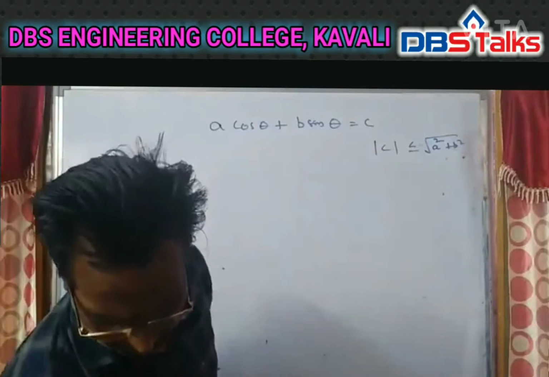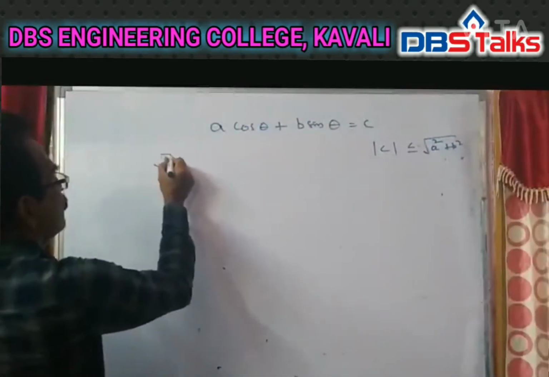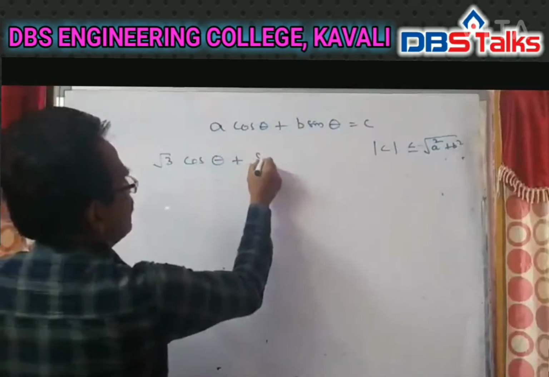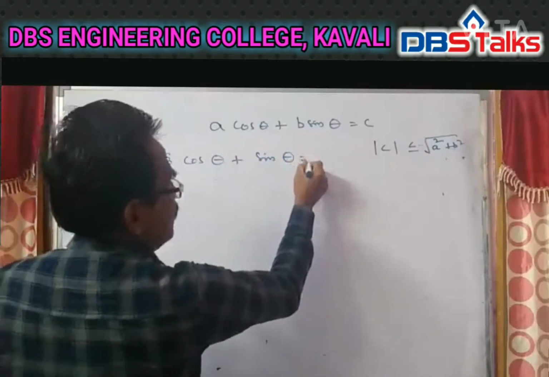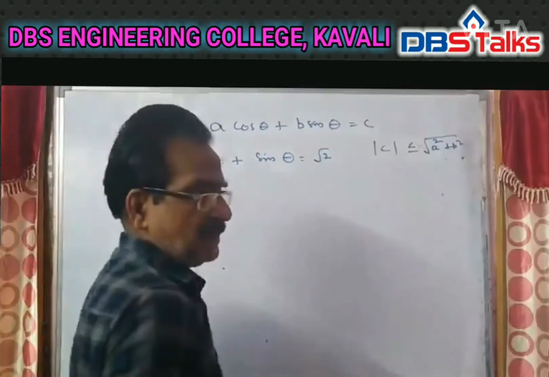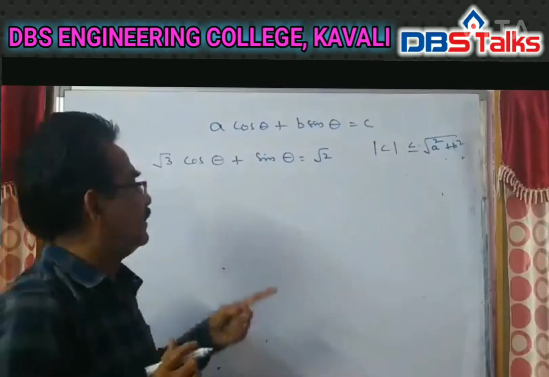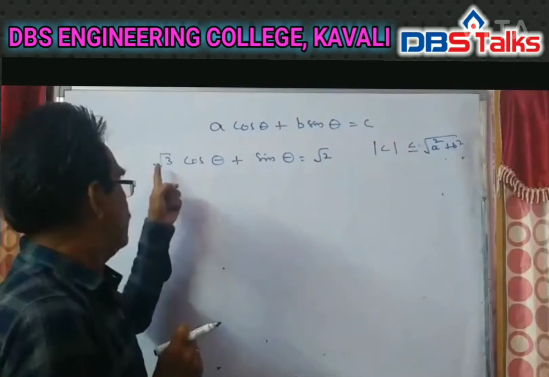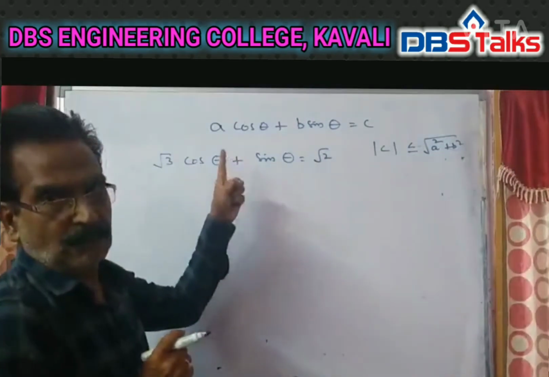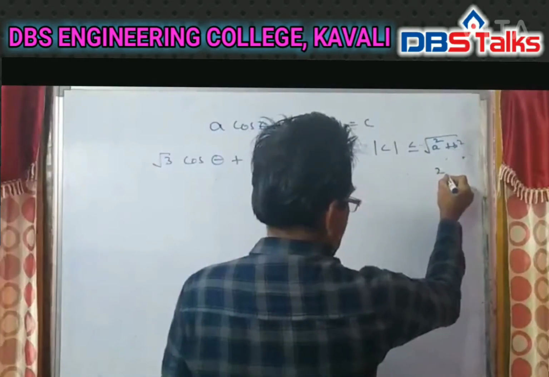Now let us take this problem: root 3 cos theta plus sin theta is equal to root 2. First thing we have to verify is mod c less than or equal to root of a square plus b square. What is root of a square plus b square? Root of root 3 whole square plus 1, root of 3 plus 1, root of 4, that is 2.